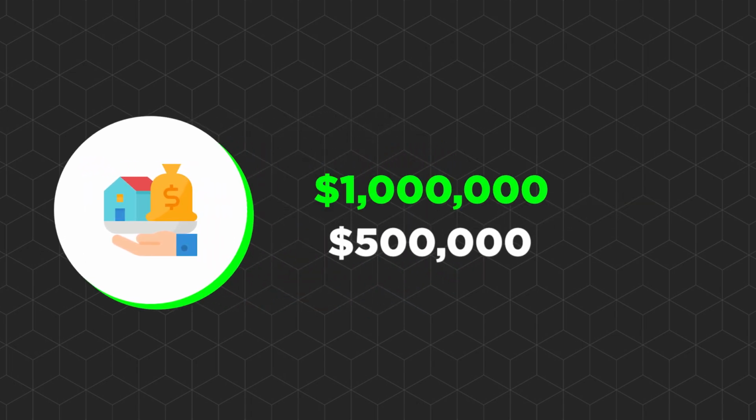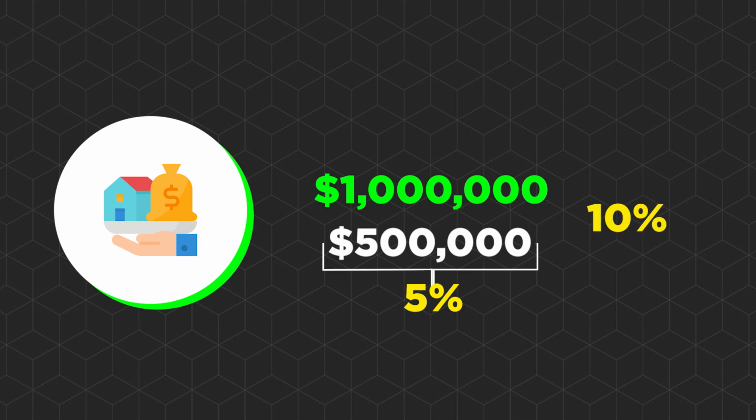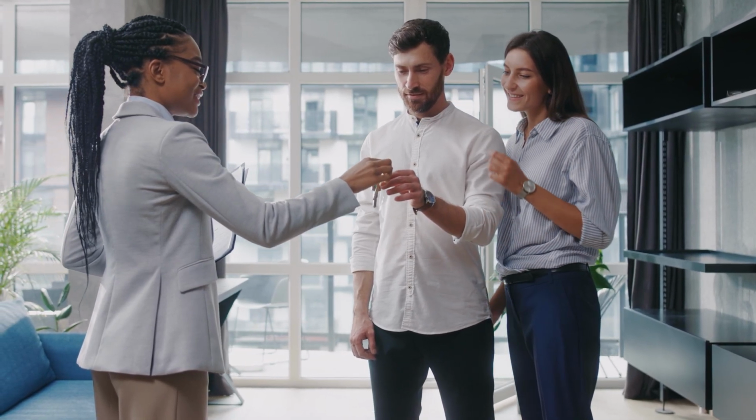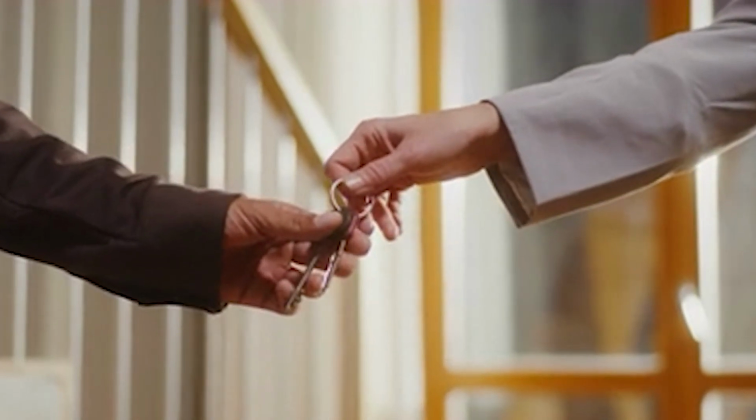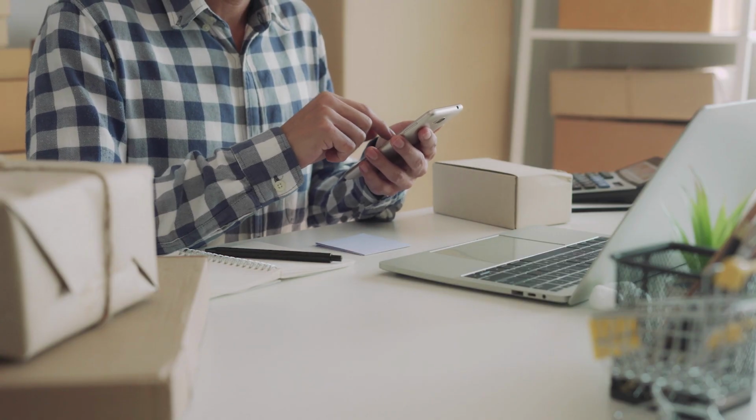If you're purchasing a home between $500,000 and under $1 million, you are required to have 5% of the first $500,000, then 10% of the portion between $500,000 and $1 million. For example, if you are purchasing a home at or above $1 million, you are automatically required to have 20% of the purchase price to put towards the down payment.